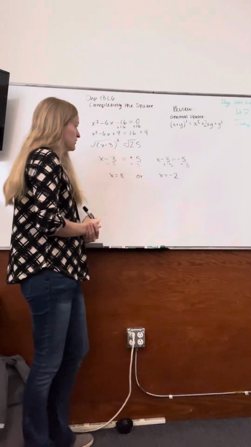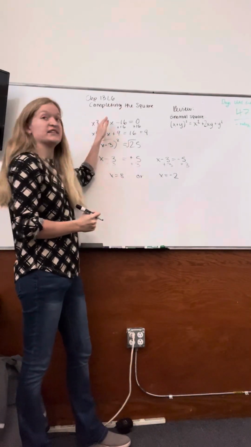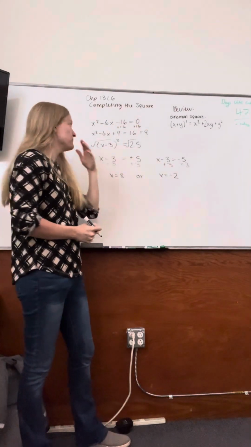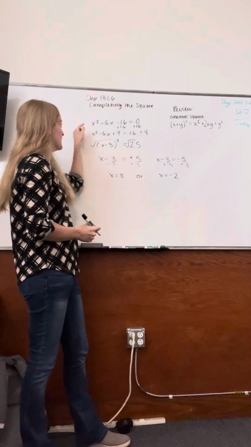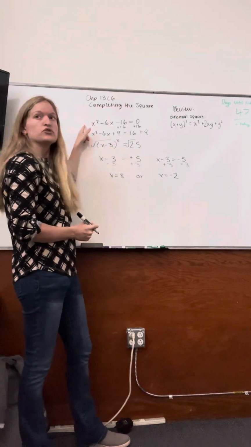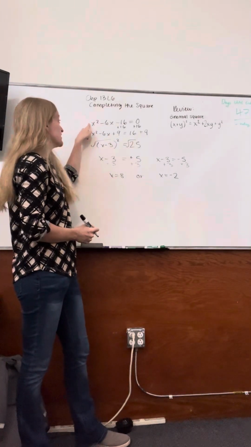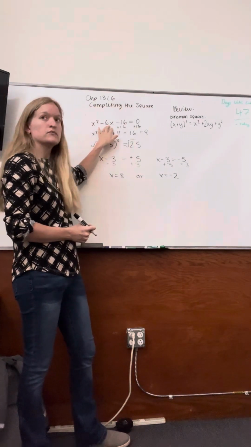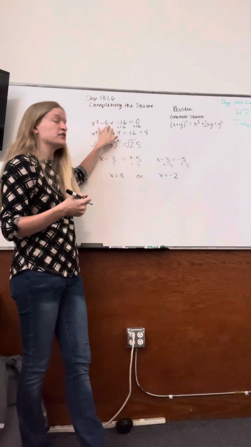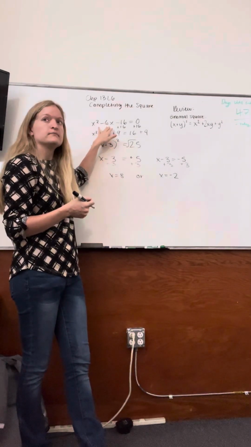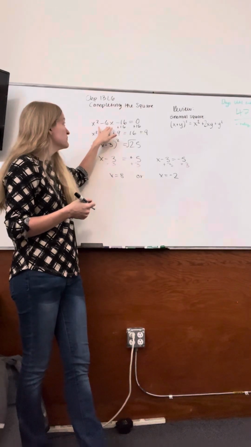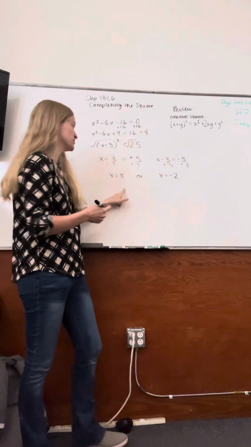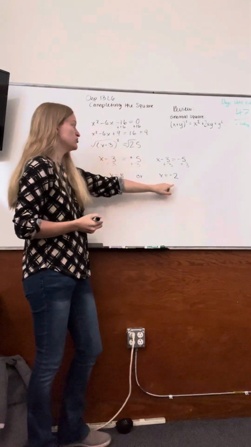When you're plugging it in, do you plug it into the original equation? Yes, the original, not the one that we've edited. We'll plug it into the original equation. Okay, so Ellis, let's check x equals 8. So what will this first term be? 64. What's 6 times 8? 48. Okay, so you can use your calculator. 64 minus 48 is 16. Minus 16 will equal 0. So this is correct.